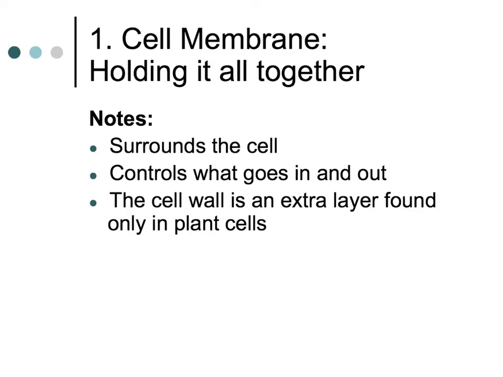So on your paper, your job is to write down a few important parts. Notice I already filled out much of it for you. And then you're going to draw a picture. So the cell membrane surrounds the cell. All cells have a cell membrane. And the cell membrane controls what goes in and out of the cell.